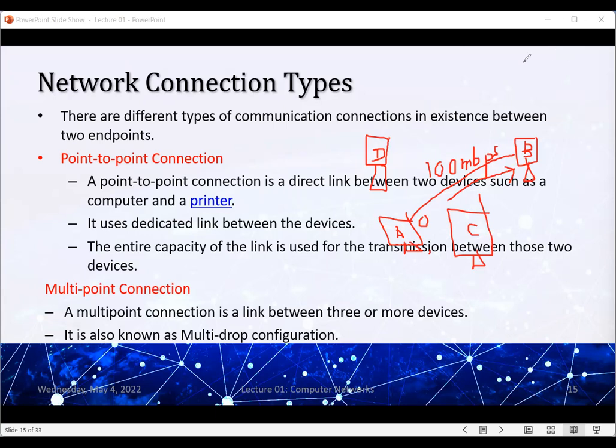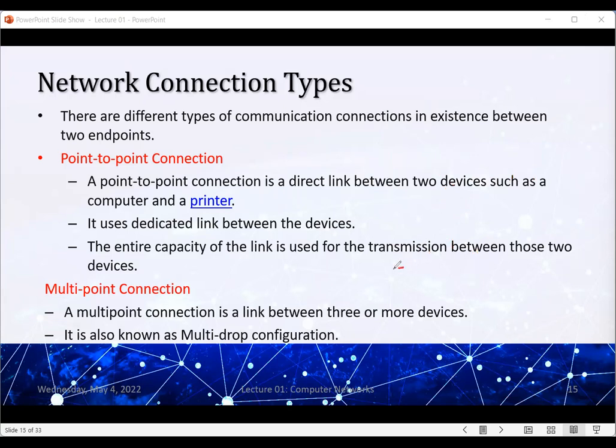Now let's see the multi-point connection. I'm using a different diagram here.